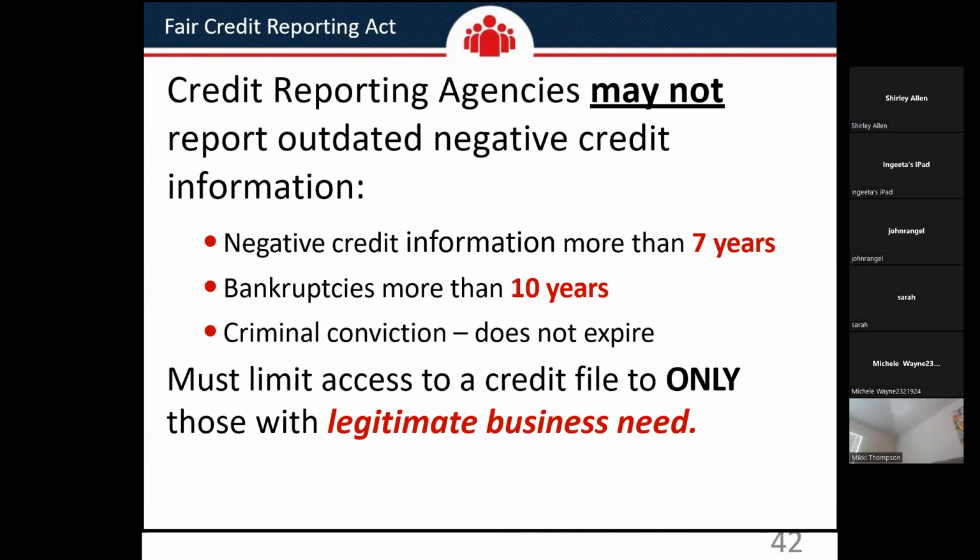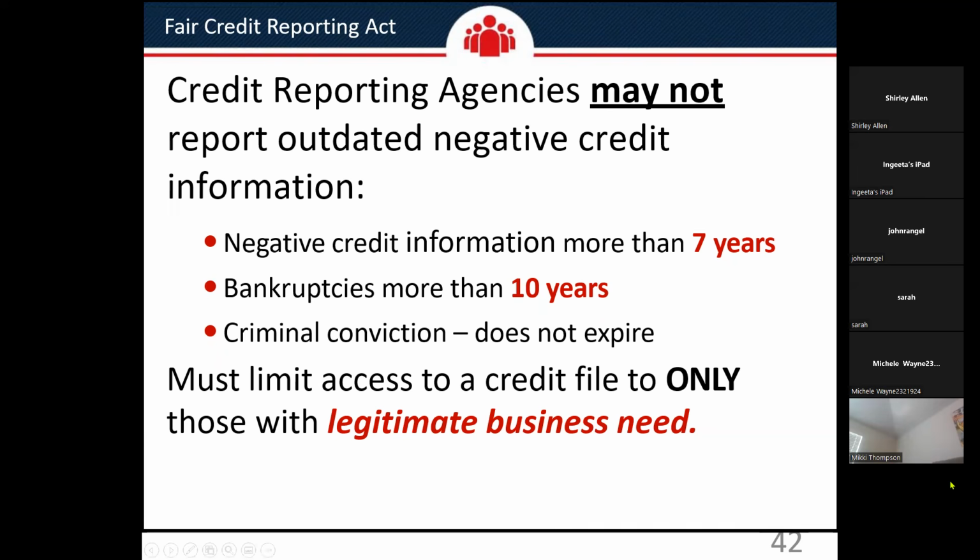The credit reporting agencies may not report outdated negative credit information. Negative credit information more than 7 years old, and bankruptcies more than 10 years, cannot be reported; criminal convictions do not expire. They must also limit access to the credit file to only people with legitimate business needs. You can't just get into people's credit without a legitimate reason.